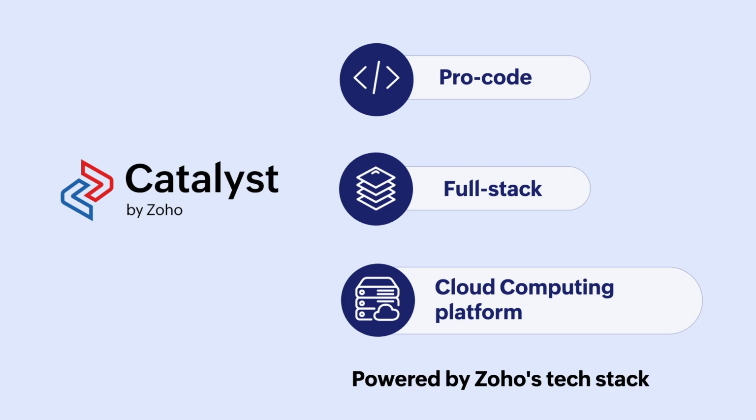Okay, so for the uninitiated, Catalyst is Zoho's pro code full stack cloud computing platform where you can build either a full stack application, a middleware, a front end, a back end, or a web or mobile app, which is powered by Zoho's tech stack. So any application that you build and deploy on Catalyst is running on the same infrastructure as your most favorite Zoho application, be it a CRM or Desk. And the cool part is that you get the same kind of availability, uptime, security, and privacy on your own app built on Catalyst as you would on any other Zoho application because it's running on the same infrastructure.